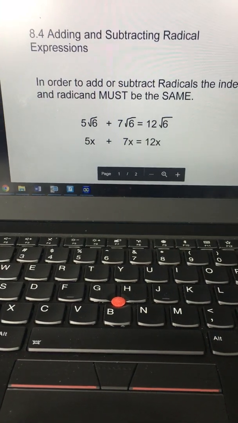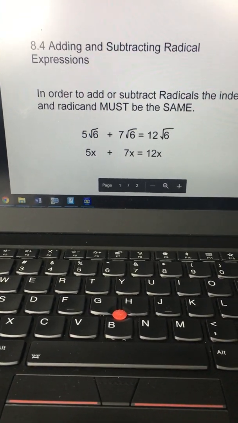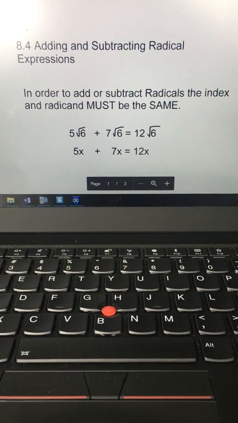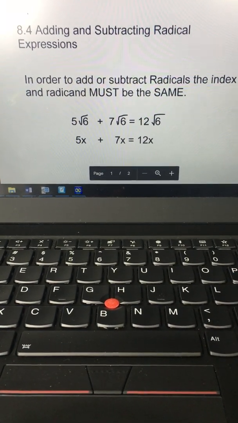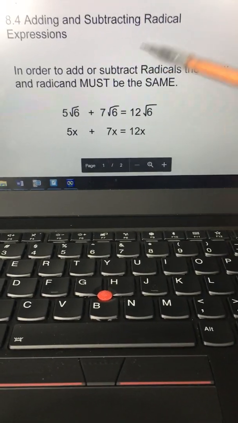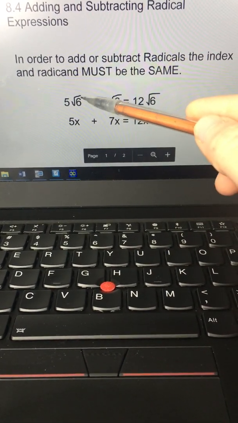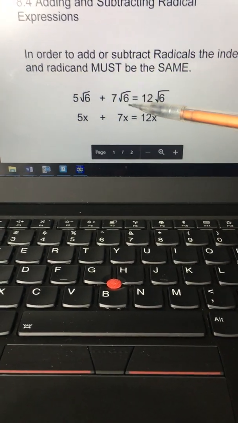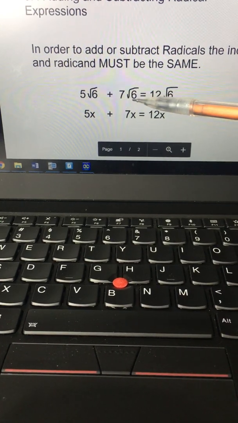So adding and subtracting, they have to be like. Very similar to other things, so this is why I'm showing what you see below. In order to add and subtract radicals, the index and the radicand have to be the same. That's when we can call it like, when you have the same radicand and the same root. So these are both square roots and they're both square root of 6. Because of that, we can consider these like, and that's why we can put these together.